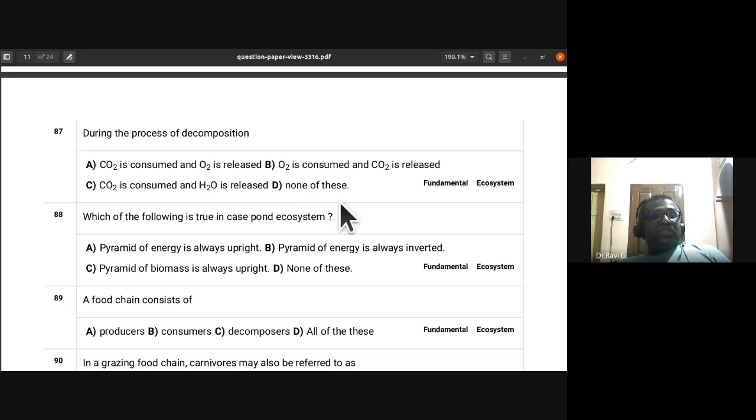During the process of decomposition, what is consumed and what is released? During decomposition, the 87th one: carbon dioxide is consumed and oxygen is released, or oxygen is consumed and carbon dioxide is released. In decomposition, oxygen is consumed by the decomposers and carbon dioxide is released. So B is the right answer.